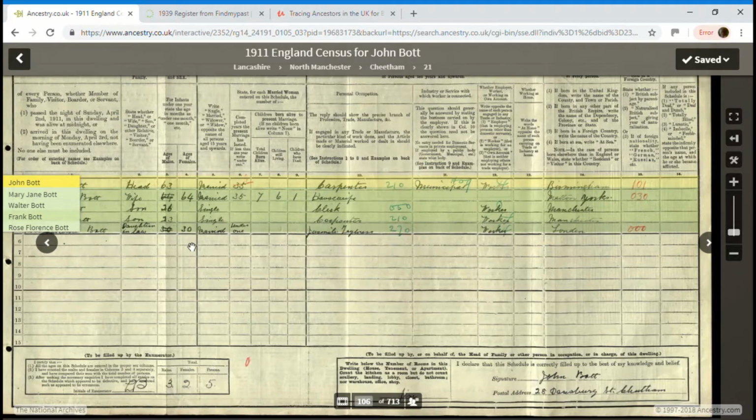Obviously there's none for that. And for Florence, she's been married for under 1 year.